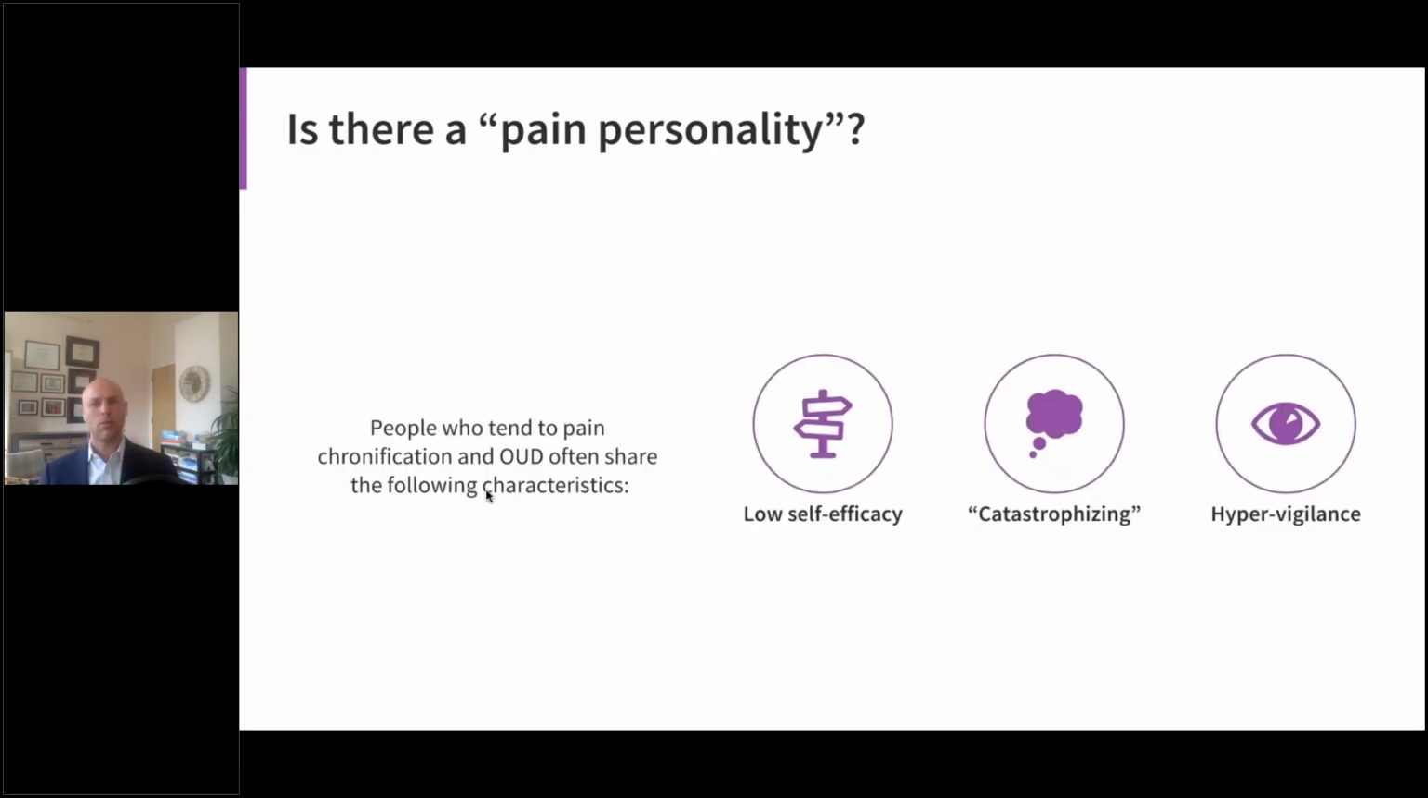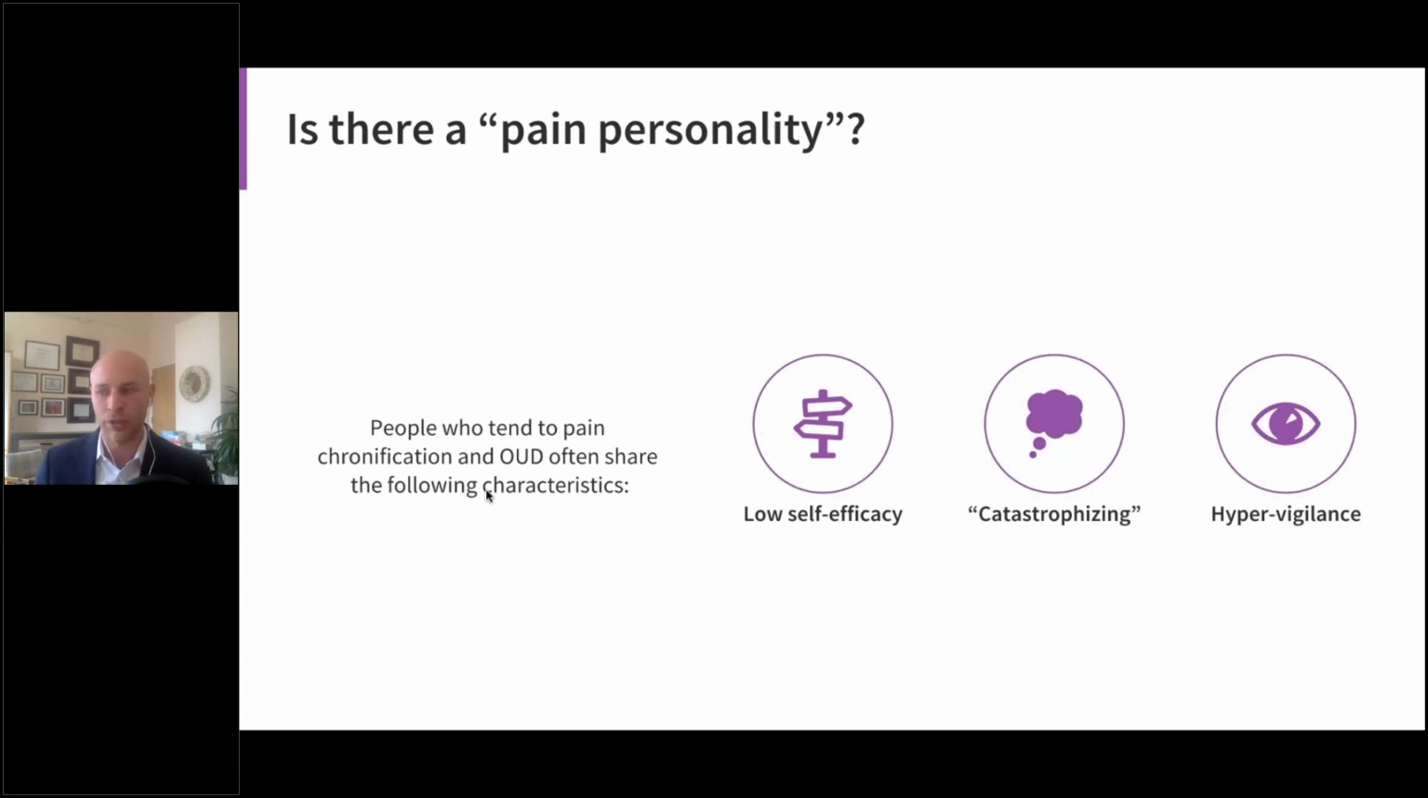And so this brings to mind this idea that some patients who walk in our door actually have what would be called a pain personality. And so when we look at the research, we find that patients who have a pain personality, who tend to chronification of their pain and also to opioid use disorder, have three things in common across the board. They have low self-efficacy. We keep talking about the need for an empowered model. They feel like they can't help themselves. They're more likely to catastrophize their pain, and they're hyper-vigilant around the pain.